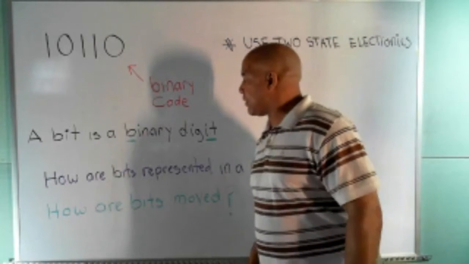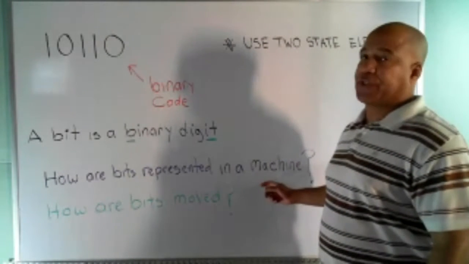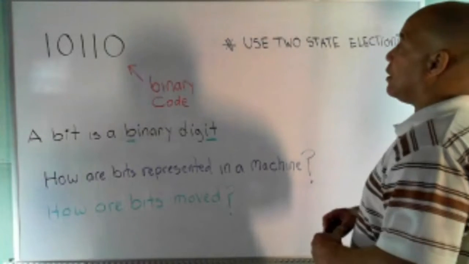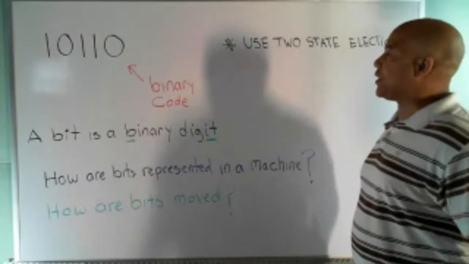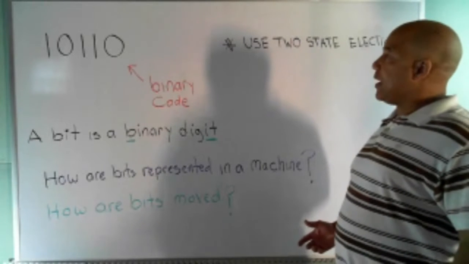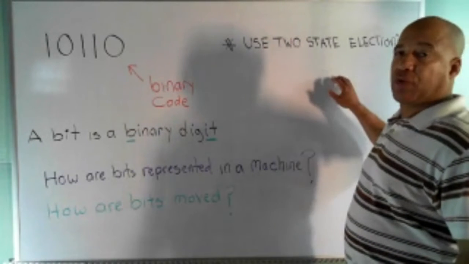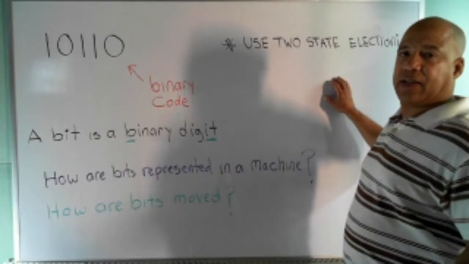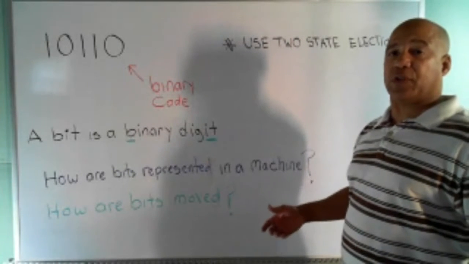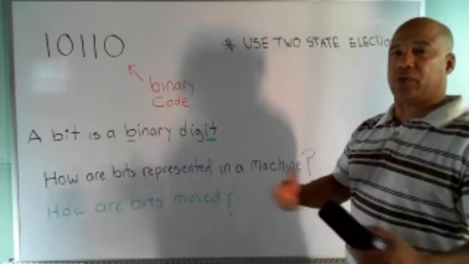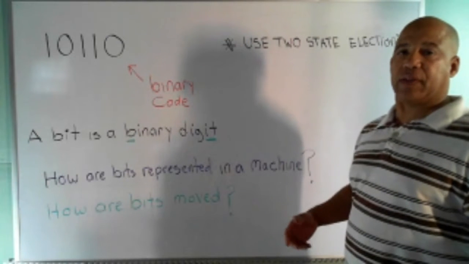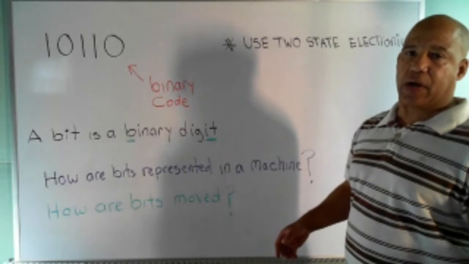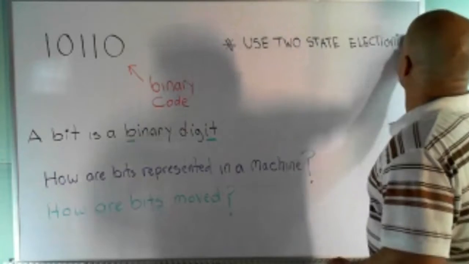So one question to ask is, how are bits represented in a machine? And we kind of touched on this in the last video, but I want to go into a little bit more. So how are bits represented in a machine? And the answer is we use two-state electronics. And two-state electronics is a way of thinking where we have not an infinite number of values for amplitude, for voltage, or current. We just have two. Any two of our choosing, but we have two values. And the one value, the high value, we call a high, and the lower voltage or value, we call a low.